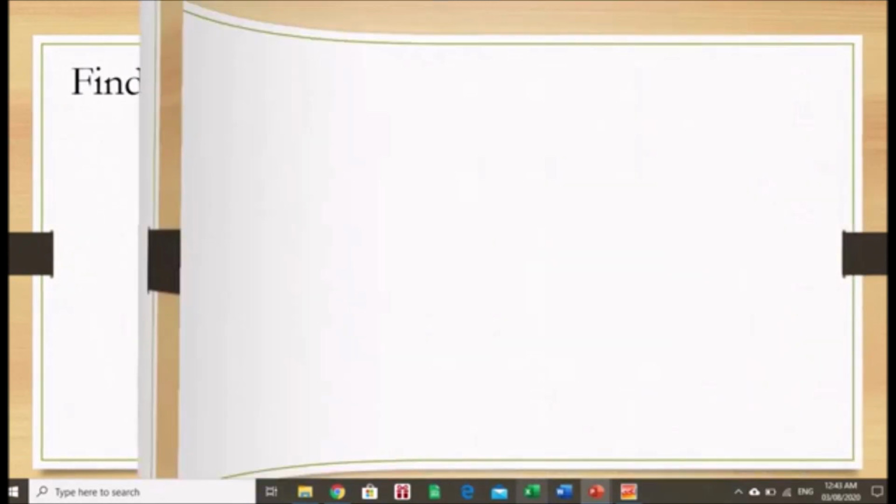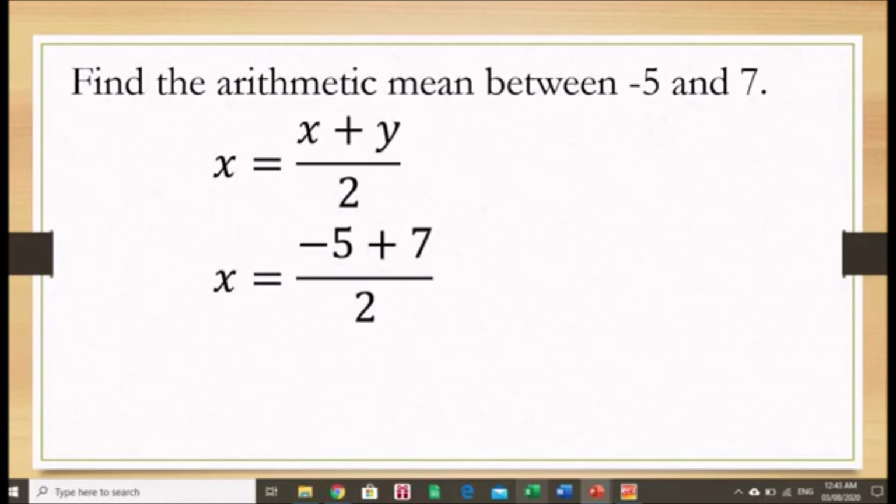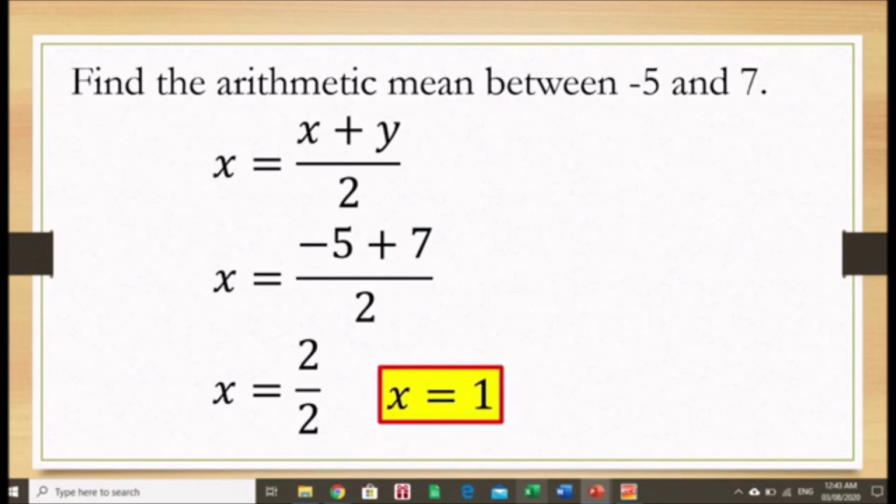Okay, so we will have another example. Find the arithmetic mean between negative 5 and 7. The same thing, we are going to add negative 5 and 7, resulting in positive 2, divided by 2, x is equal to 1. And then, if you insert it to make a sequence, we have negative 5 followed by 1 and then 7. So we have now this sequence, and the arithmetic mean between negative 5 and 7 is 1.